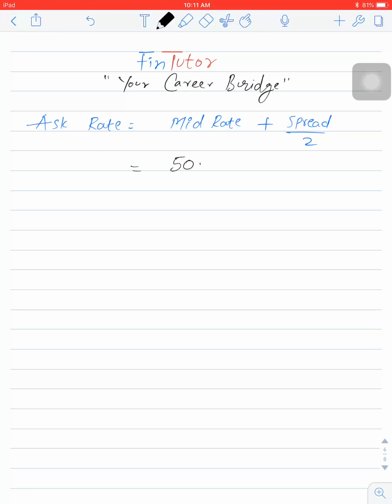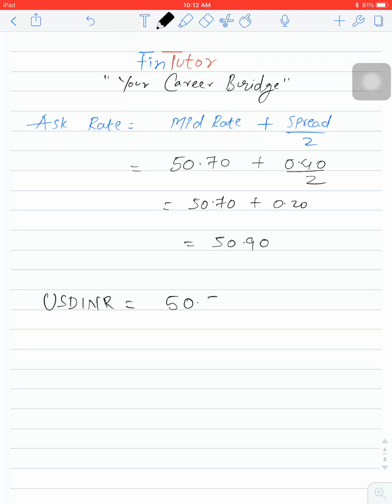So 50.70 plus 0.40 divided by 2, you will get the answer as 50.90. So here we have our final answer: USD INR is equal to 50.50 / 50.90.